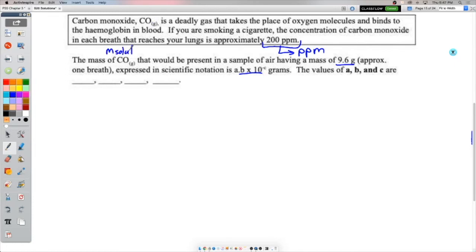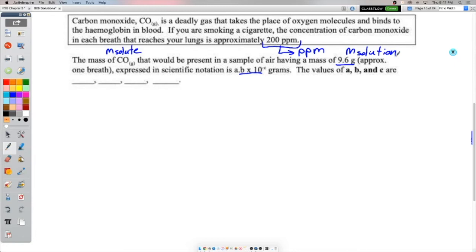solute. And that's kind of what we're looking for, right? It says the mass of that is blank, blank, blank, and blank. So we're looking for the mass of carbon monoxide present in a sample of air. Remember I said when we were first talking about solutions that air was actually a solution. It has a bunch of gases dissolved in it, right? So air in this case, that's the mass of our solution, right? Remember, solutes don't always have to be solids. Solvents don't always have to be liquids. They could both be gases.